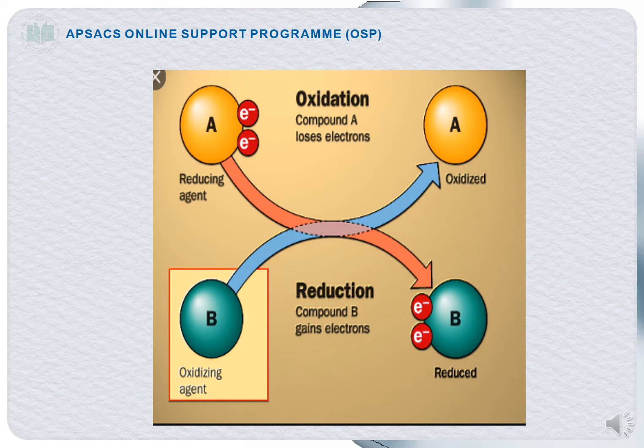You can see a diagram, right? Like compound A loses electrons. You can see that the A compound is losing the electrons. So when it is losing the electrons, it is oxidized. But when it is gaining the electrons, you can see the compound B, when it is gaining the electrons, actually it is reduced.